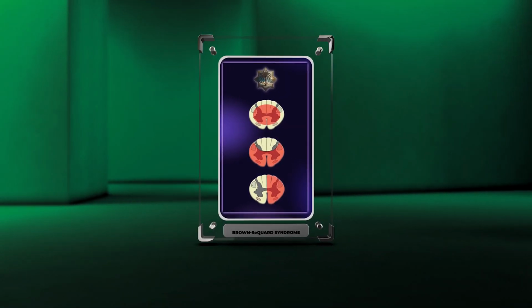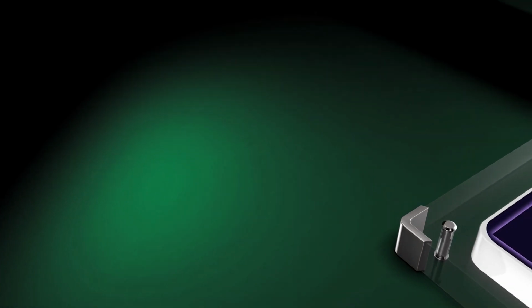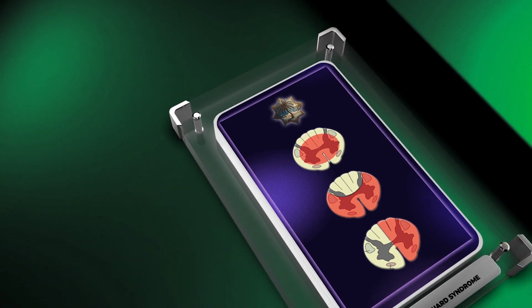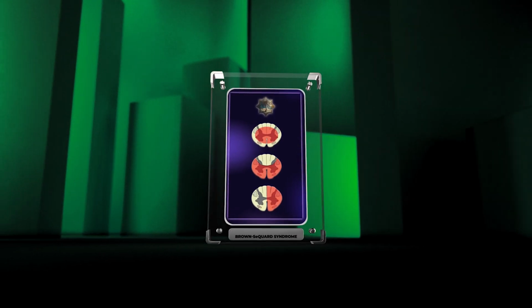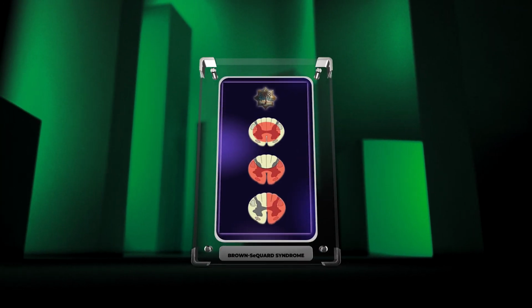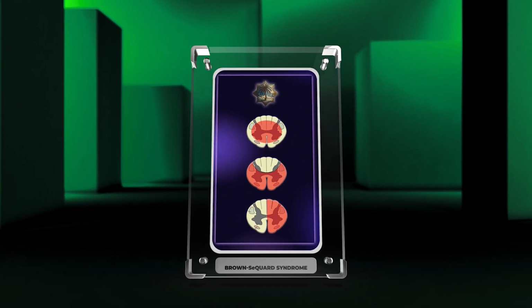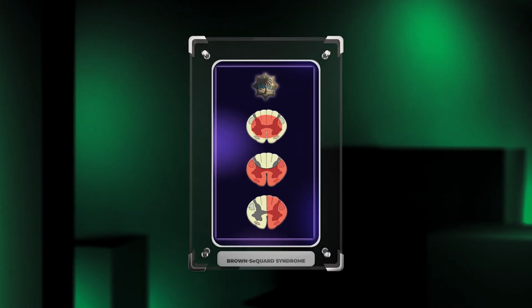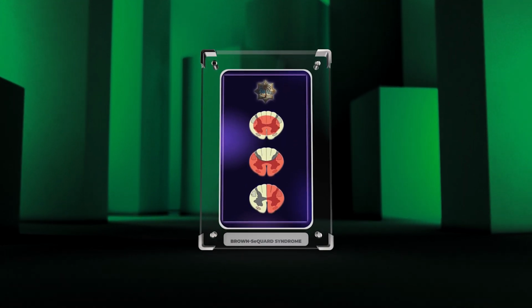Brown-Séquard syndrome is a rare neurological condition characterized by a specific pattern of neurological deficits caused by damage to one side of the spinal cord. First described by the French physician Charles-Édouard Brown-Séquard in 1850, this syndrome is often the result of trauma or other pathological processes affecting the spinal cord.